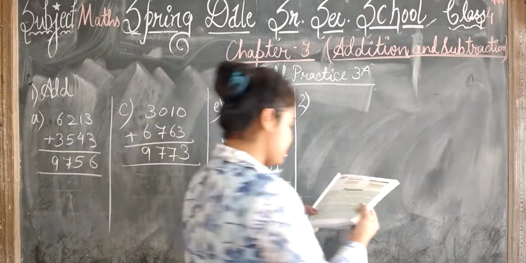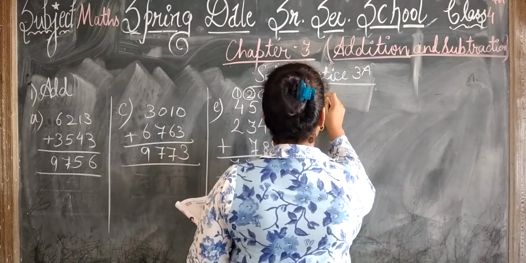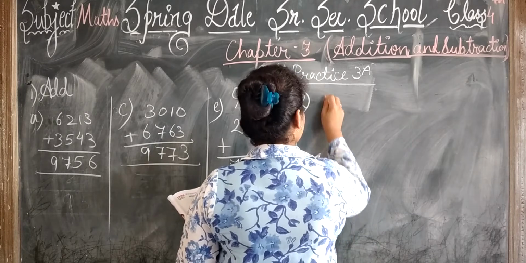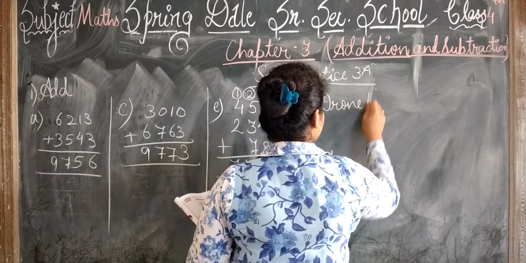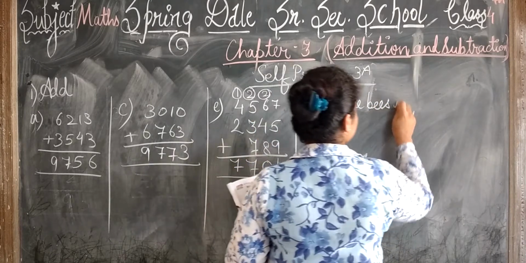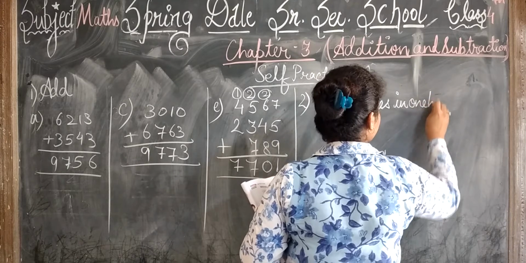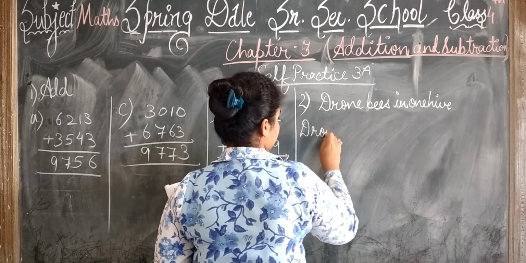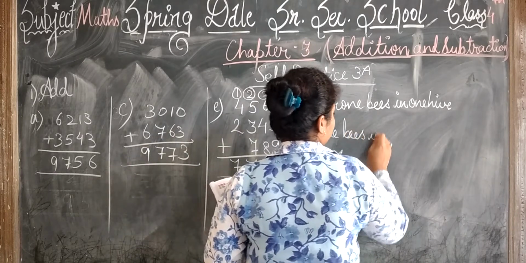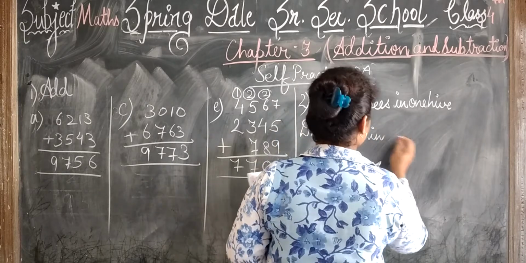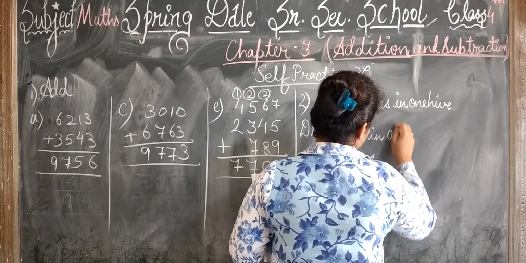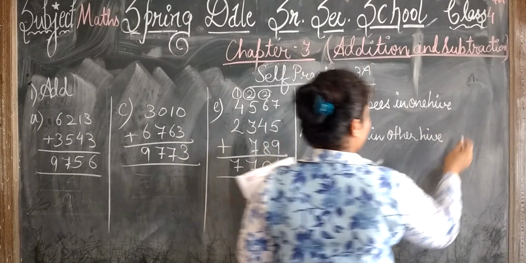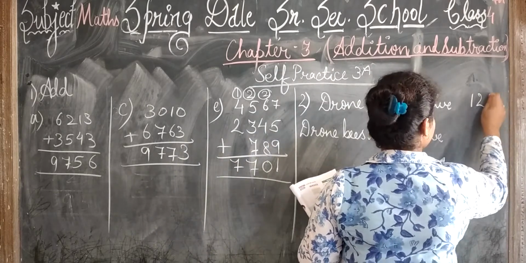Okay children, the question is asking how much they have all together, so we are going to add the numbers. How will we write? After writing the question, first you will write drone bees in one hive, then drone bees in other hive. First one, how much do we have? 1,250.